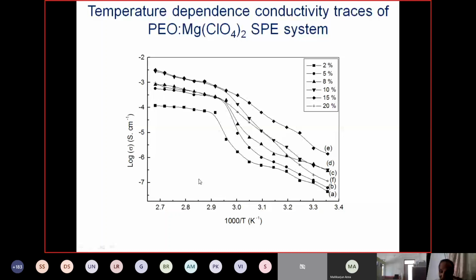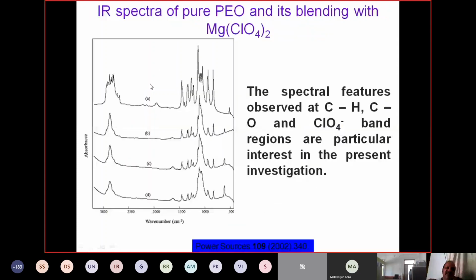Okay, here it is, showing how the structure is changing within the polymer. This is about the IR spectra. This is for the pure polymer, which represents stretching, where the important one is the C-O-C stretching. By adding the salt, this band's shape and position are changing. So what does that mean?